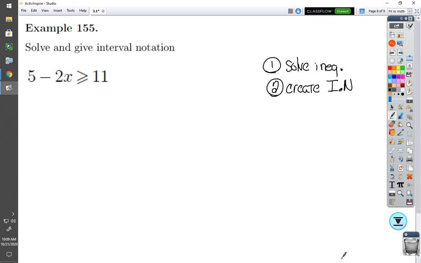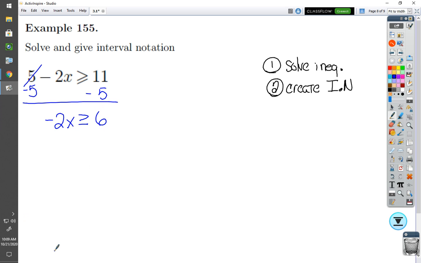So the first thing I do is I move the 5, right? The 5's got to leave the negative 2x side. So I subtract the 5 on both sides. Negative 2x greater than or equal to. Take 5 away from there. I got 6, and that 6 is positive.